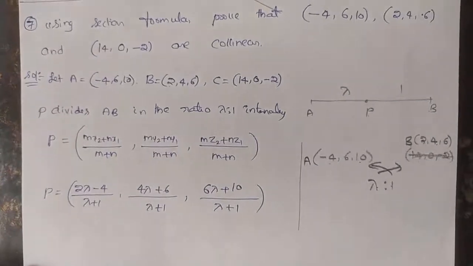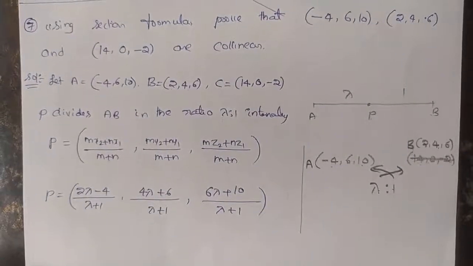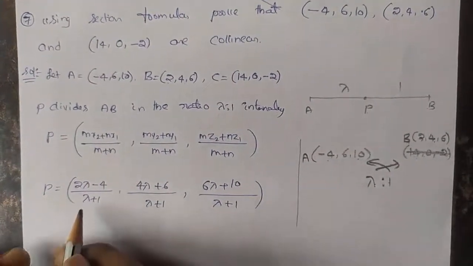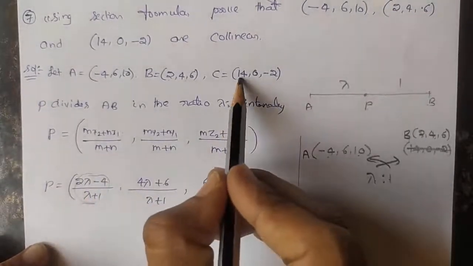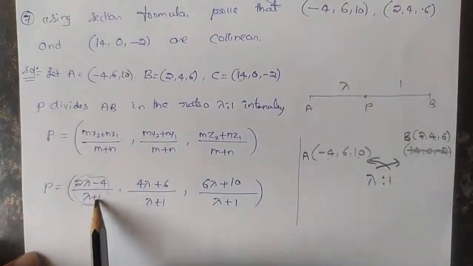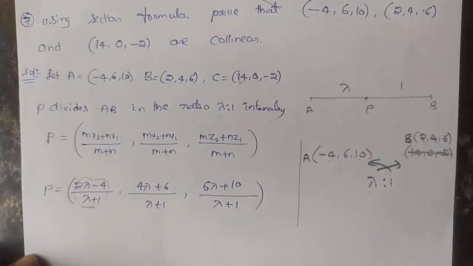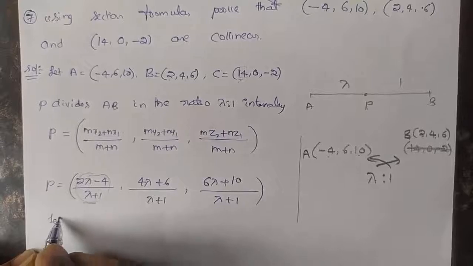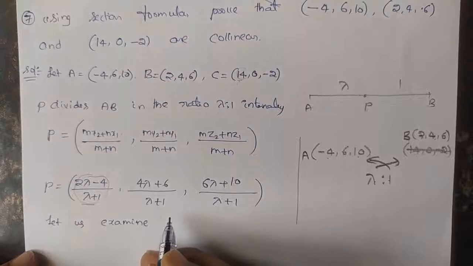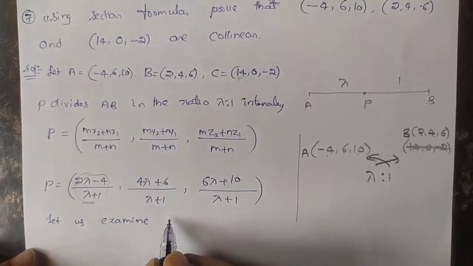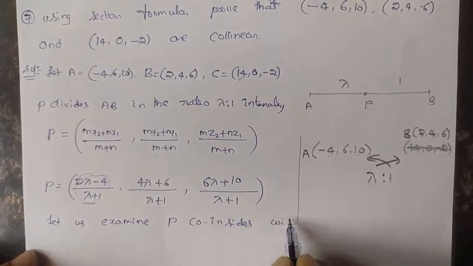Let us compare, let us equate this x coordinate with this x coordinate. 2 lambda minus 4 divided by lambda plus 1 equals 14. Let us examine. P coincides with C.